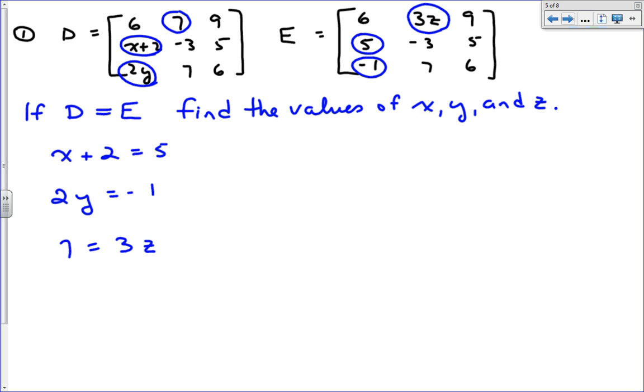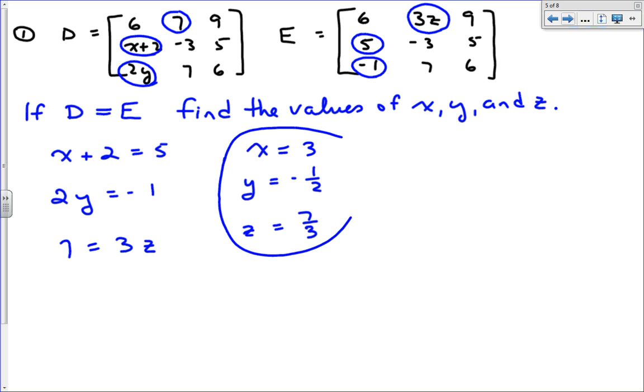Okay, so we can solve each of these and say that x must be equal to 3, that y must be equal to negative 1/2, and that z must be equal to 7/3. And if those are true, then those two matrices are equal to each other.